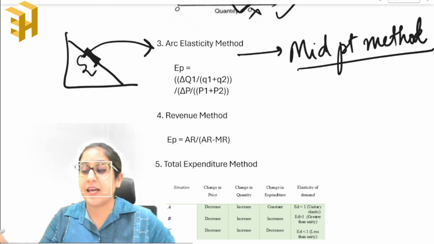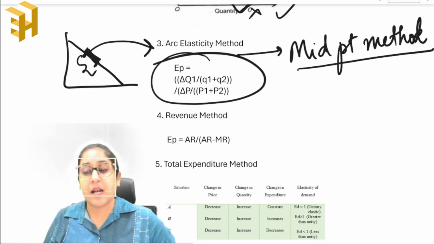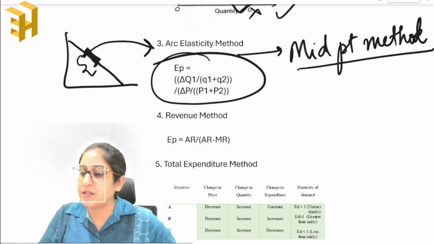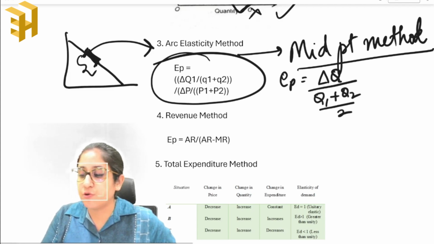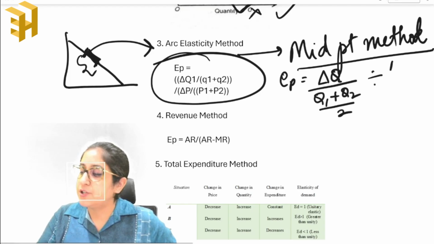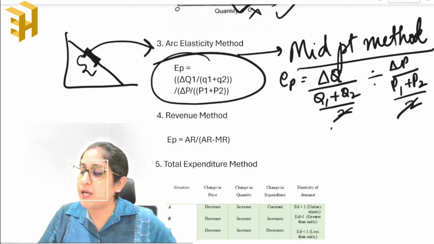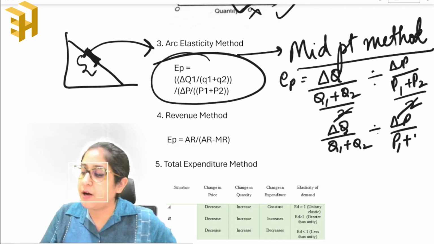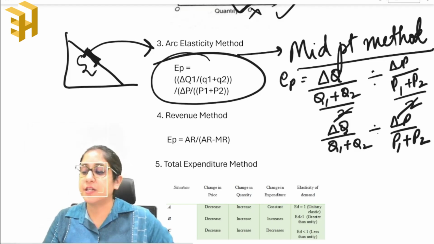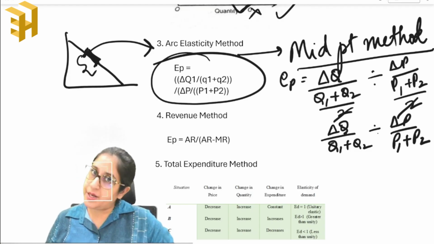And when this is the case, we use the arc elasticity method, which is represented as EP is equal to change in Q upon Q1 plus Q2 divided by 2, the whole figure divided by change in P upon P1 plus P2 divided by 2. The 2 and 2 get cancelled, so we get change in Q upon Q1 plus Q2, the whole divided by change in P upon P1 plus P2. Okay, so this is your arc elasticity method.